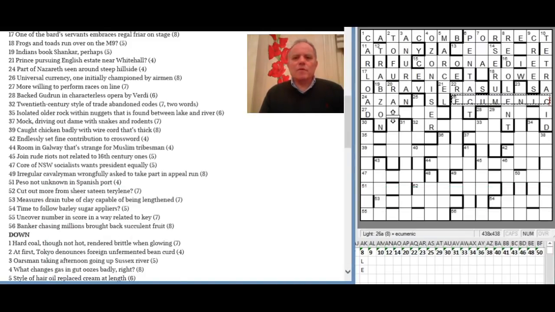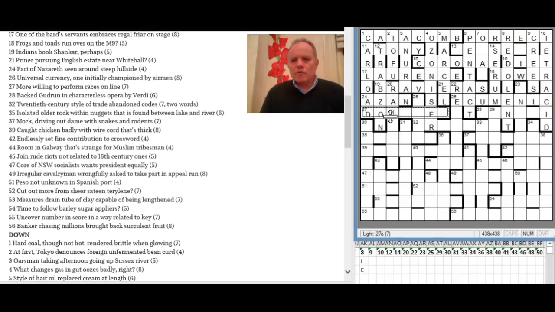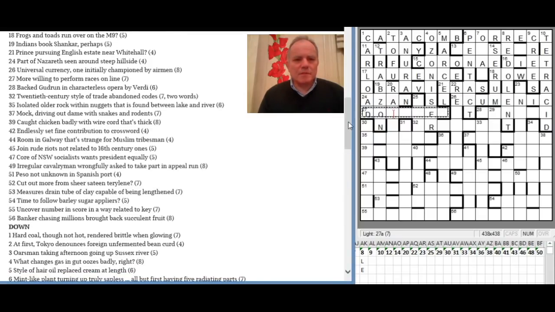Just thinking, a word like air is a very useful three-letter grouping, but the compiler has at least had the choice of that first letter, so he probably always gets a reasonable possibility as a trigram to insert. Anyway, 27 across, more willing to perform races online. So I think that to perform is do. Races, miles, no.